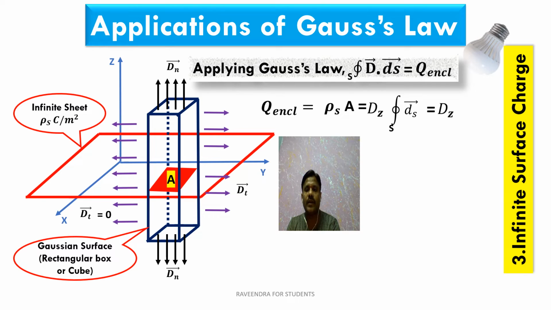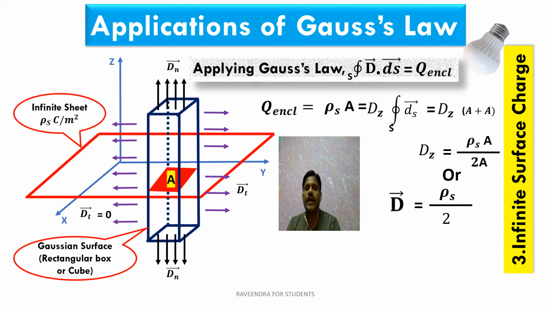Don't evaluate the integral if we are using the Gauss law. This closed integral over S dS bar is nothing but the total area of the top and bottom faces of the cube. So what is the area of the top and bottom? It is A plus A, that is 2A. From this you can write Dz is given by rho s into A divided by A plus A, that is 2A. Now A gets cancelled here, then in general we can write D bar is equal to rho s by 2 into the vector along the z direction.